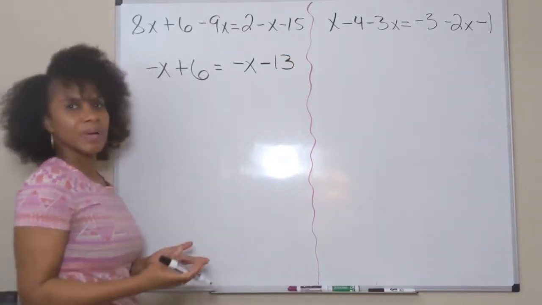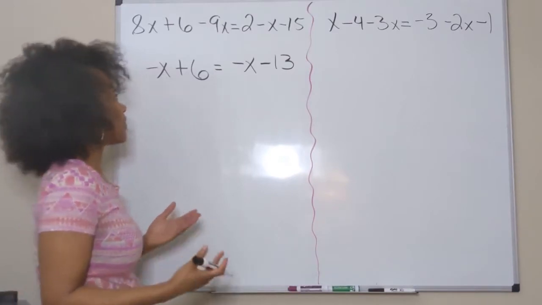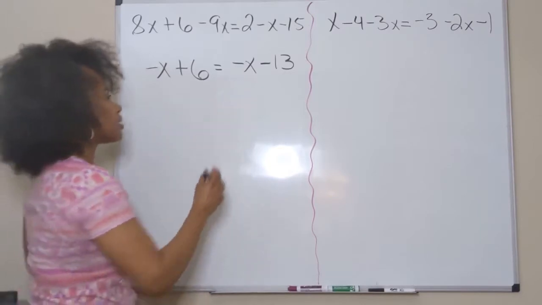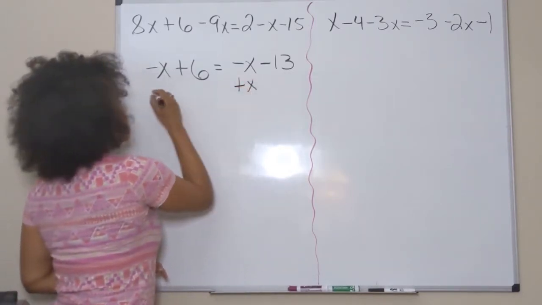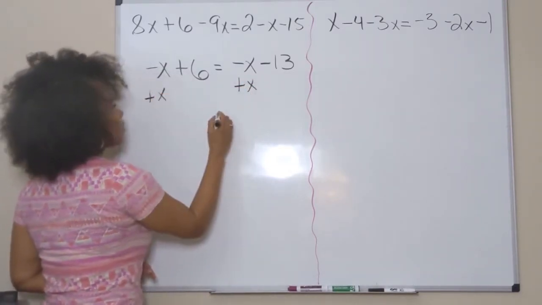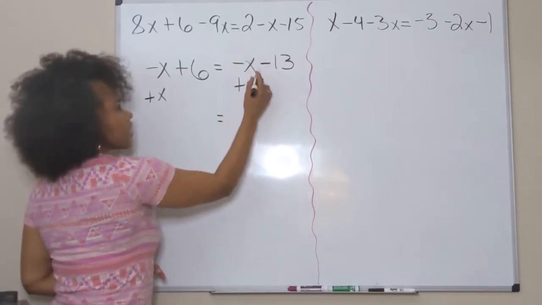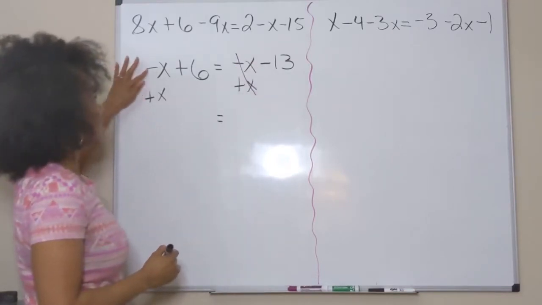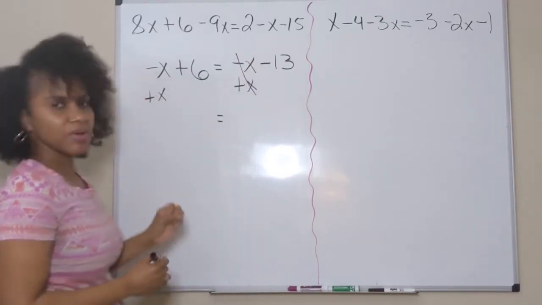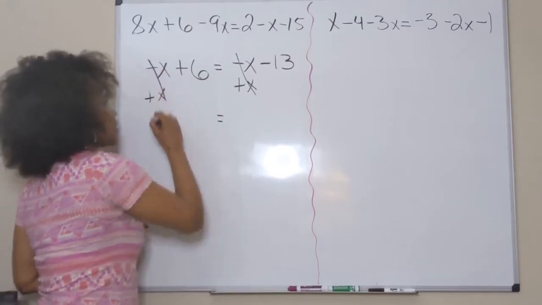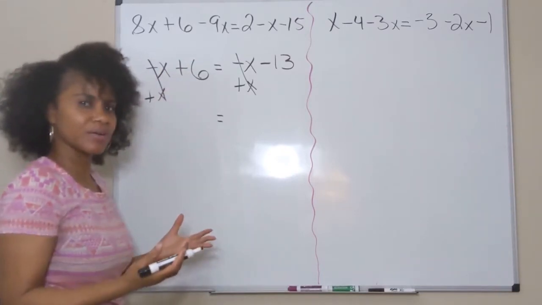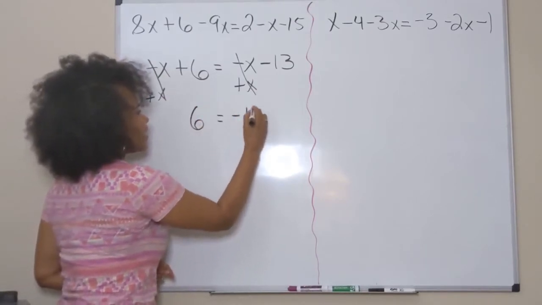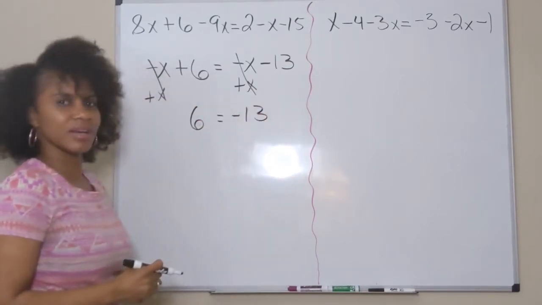Now, next I want to combine my like terms. So I'm going to combine my terms with the x. So since this is a minus x, I'm going to add x to both sides. And what do you notice here? This will cancel out, negative 1x plus 1x and negative x plus x. Both of these give us 0. They have no value. They cancel out. So I'm left with a 6 on my left-hand side and a negative 13 on the other side.